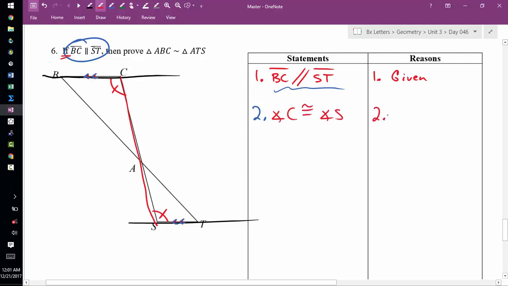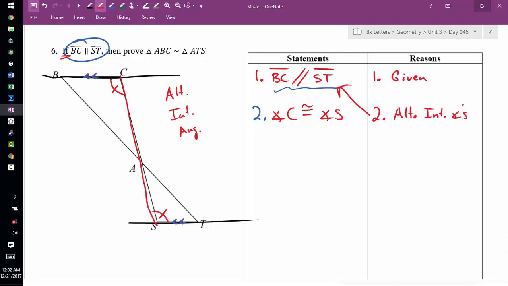And why am I allowed to say that? Well, these are alternate. I'll write it all out. Well, no, let's be lazy. Alternate interior angles. You can abbreviate that. Alternate interior angles. And that's sufficient. If you write that, having previously, and this is the important part, having previously told me that I have parallel lines, well, once I have parallel lines, I know these angles have to be congruent because they are alternate interior angles.